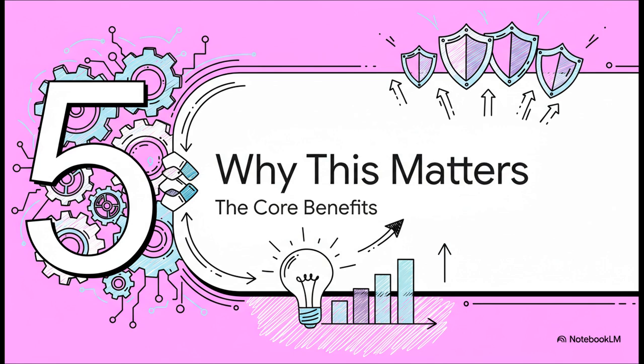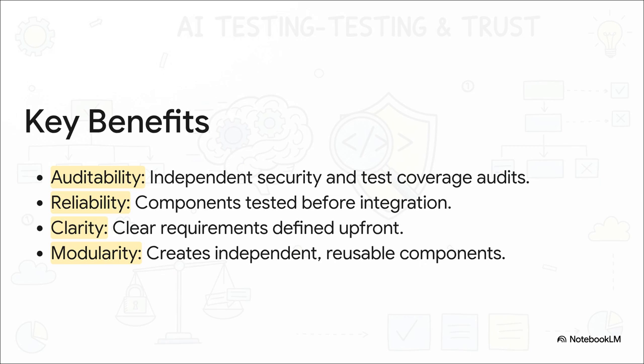So why does any of this really matter? I mean, why not just let the AI go wild and code whatever it wants? Well, the answer really comes down to the huge benefits you get from this kind of disciplined approach. Let's break it down. You get auditability, you can prove each piece is secure on its own. You get reliability because you're building with pre-vetted parts, not just crossing your fingers and hoping for the best. You get clarity because the developer is forced to think through every single requirement right from the start. And finally, you get modularity, reusable, dependable building blocks.